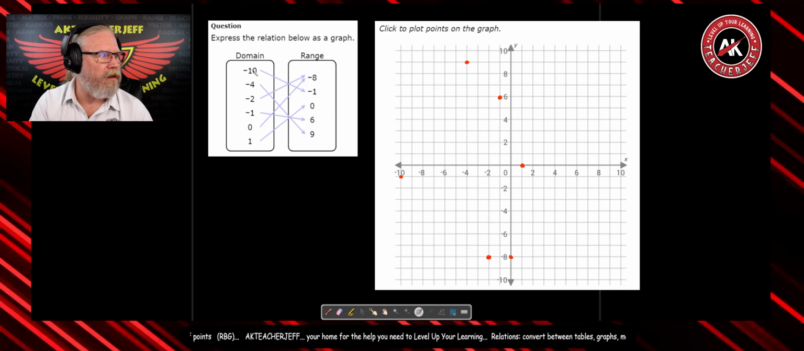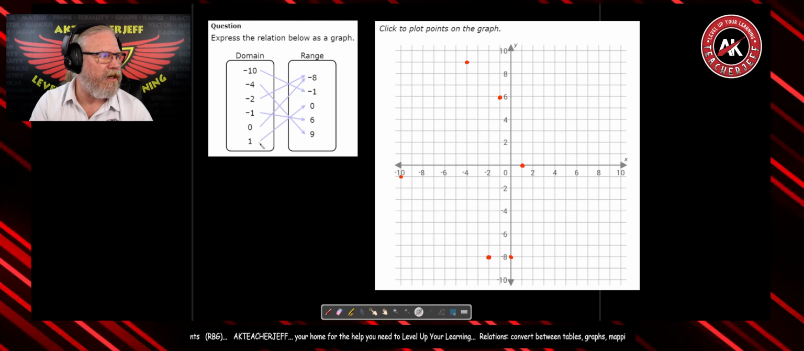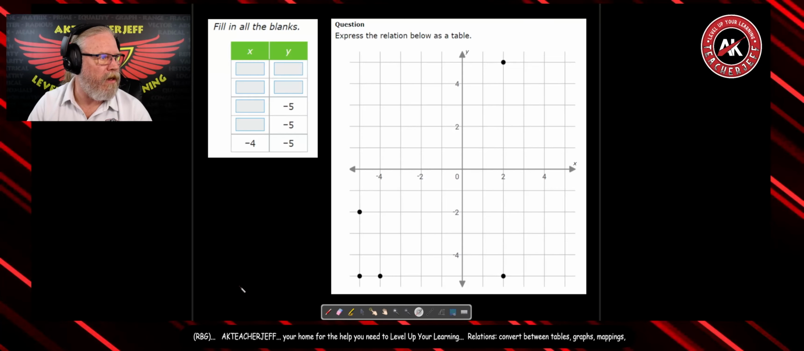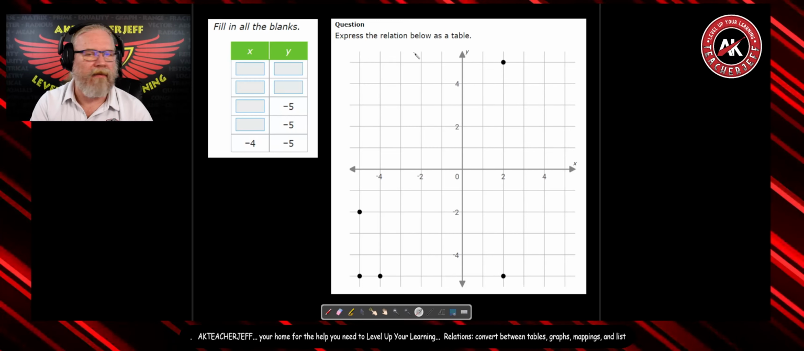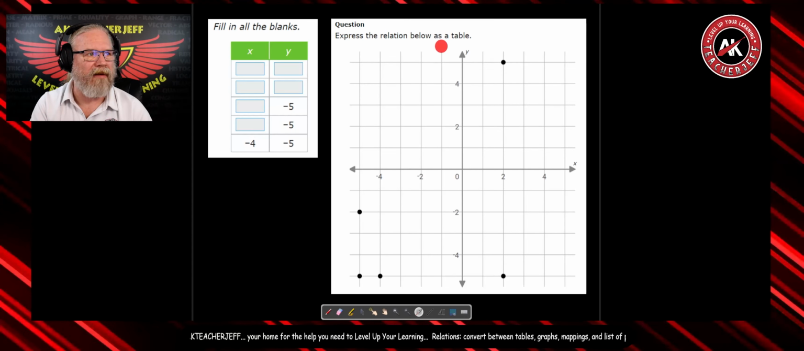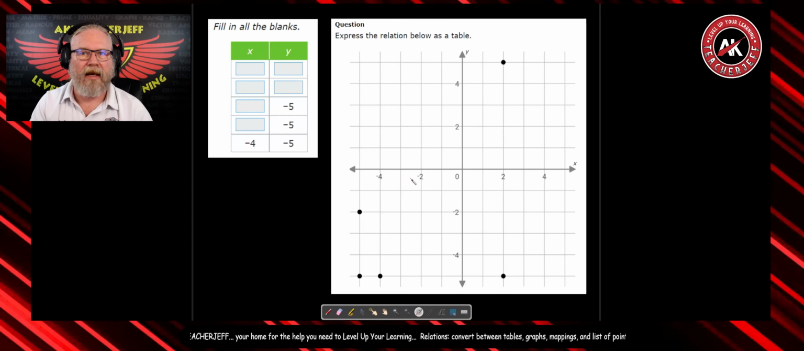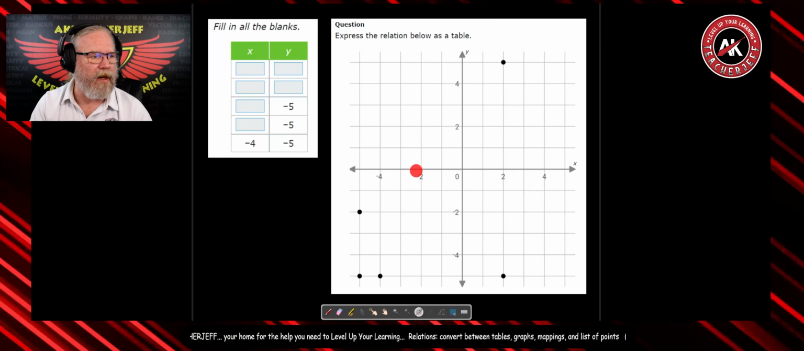Inputs, 1, 1, 2, 3, 4, 5, 6. Yep, got them all. Here we're going to fill in the blanks on a table, and we're going to fill in those blanks on the table from the information we see in the graph. Again, I like to work from the left and work my way to the right.